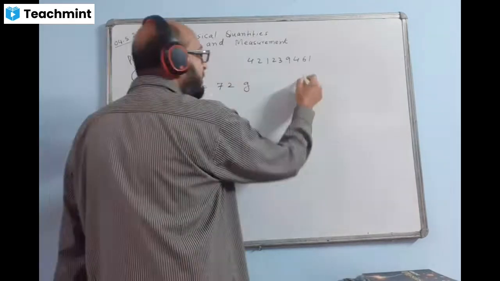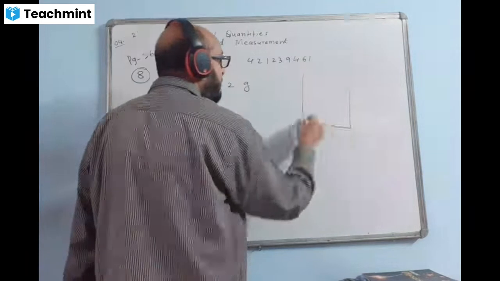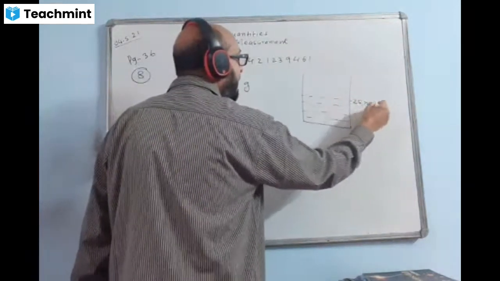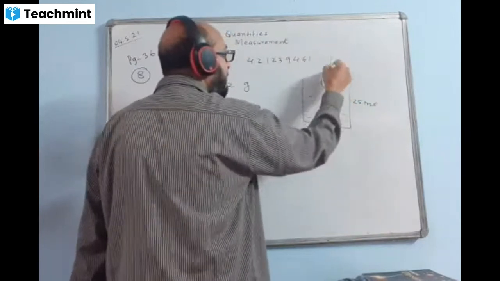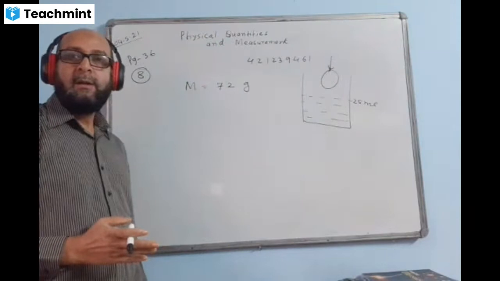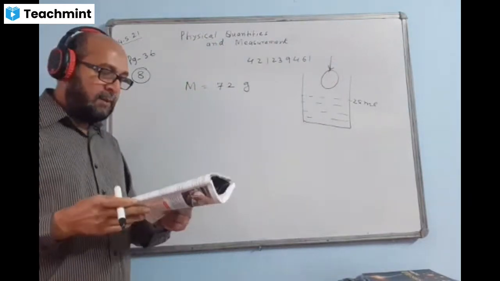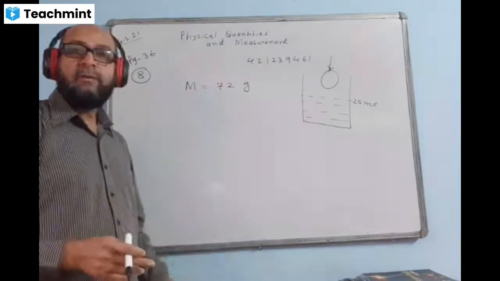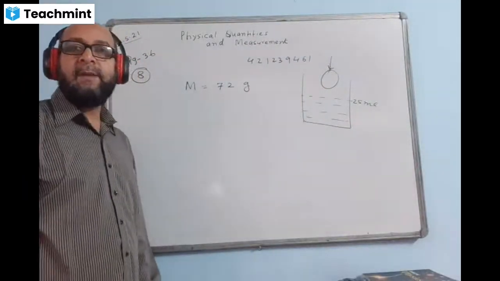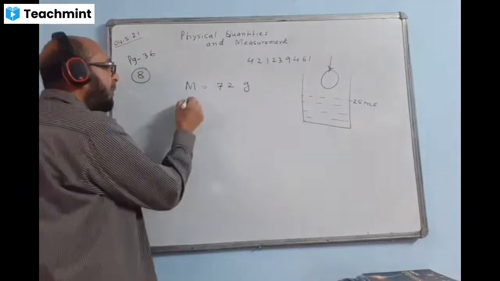So I'll just explain the case to you. There is some liquid in a container, in a measuring cylinder. Initial volume is 24 ml. After putting the solid in it, the level of water will rise. Now the new level of water becomes 42. What is the volume of the solid? Why is there a rise in the level? Because of the solid being immersed in it. Therefore, the volume value will come.